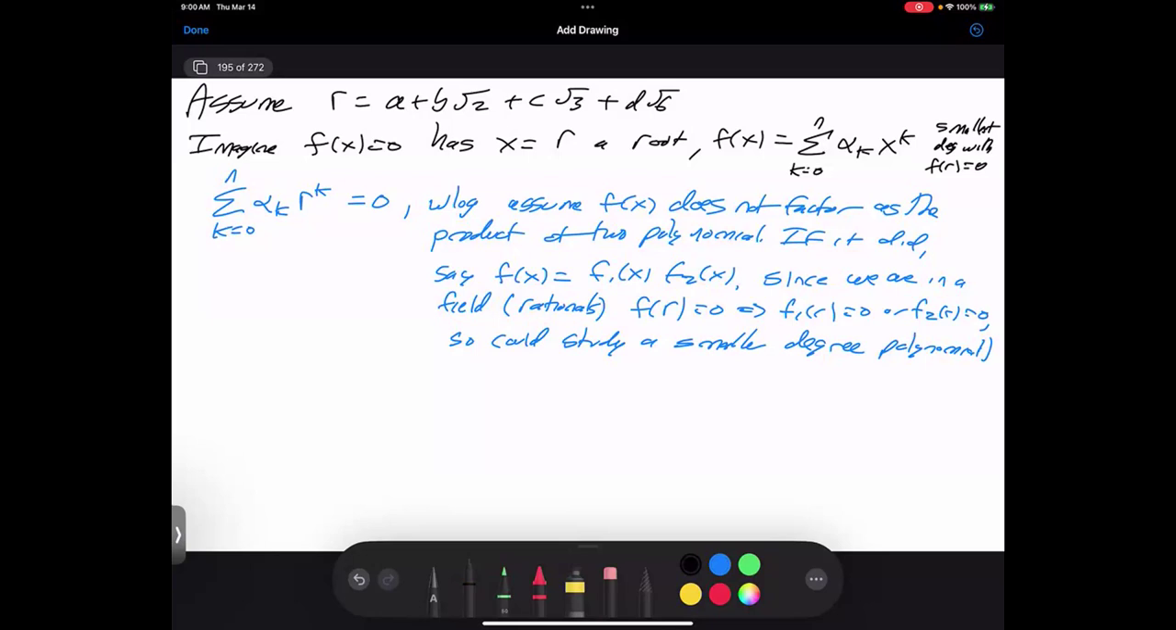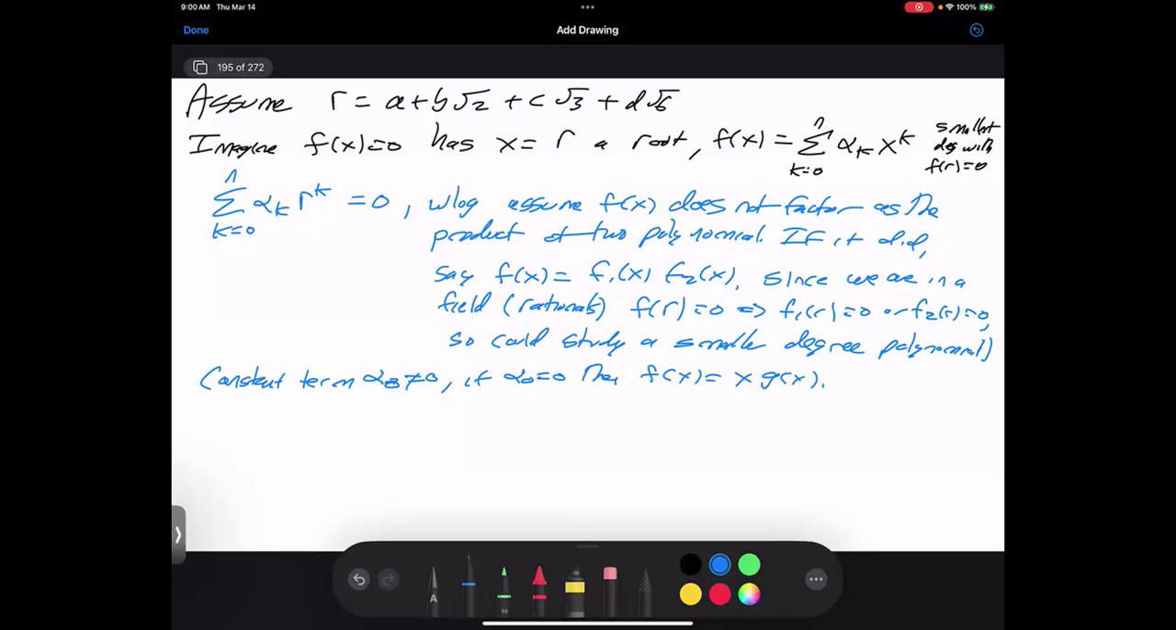Could the constant term be 0? Good. Constant term alpha 0 is not 0. If alpha 0 equals 0, then we can write f of x as x times, maybe, g of x. Because if the constant term is 0, then every term is a multiple of x. I can factor out the x.